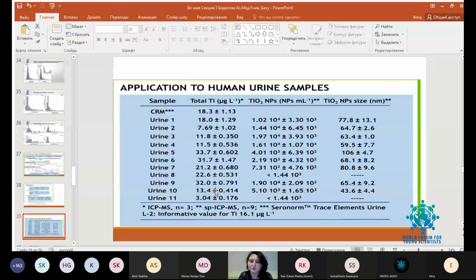But analytical recovery we calculated for the 9 urine samples. So, application to human urine samples, as I told, we took 12 urine samples, and here we have our samples, then total titanium dioxide nanoparticles concentration, and the titanium dioxide nanoparticle size in nanometer.